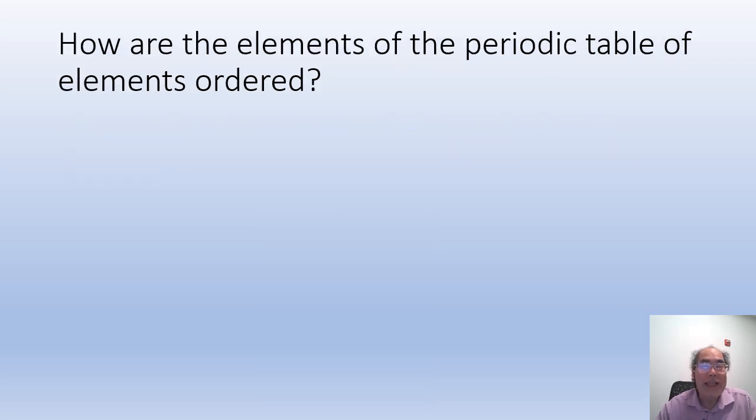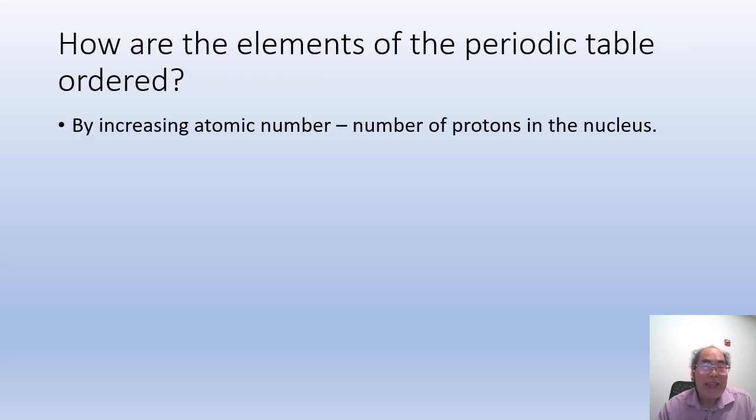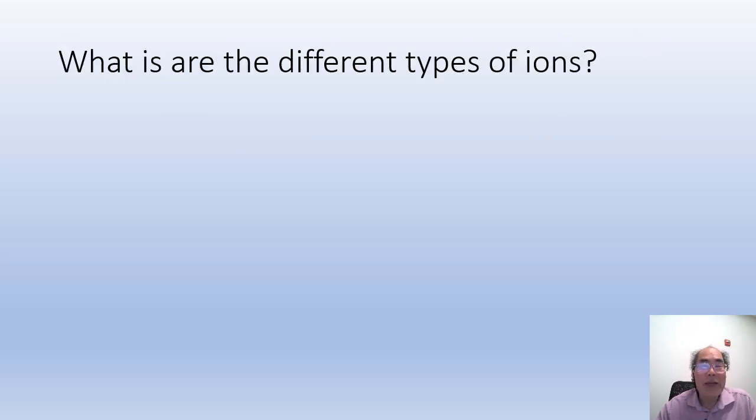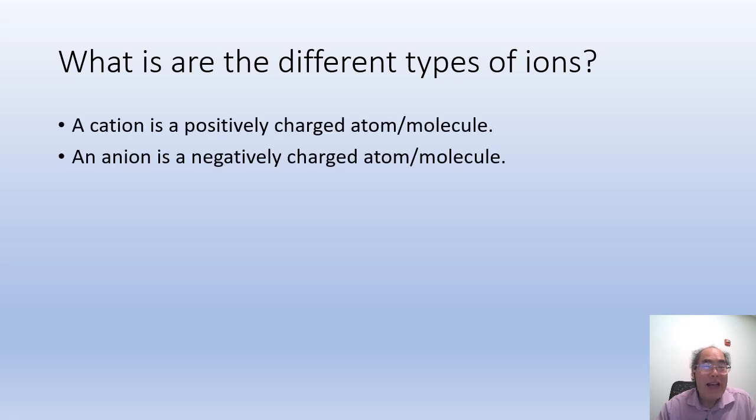How are the elements in the periodic table of elements ordered? Please answer. They are ordered by increasing atomic number, that is the number of protons in the nucleus. What are the different types of ions? Please answer. A cation is a positively charged atom or molecule, and an anion is a negatively charged atom or molecule.